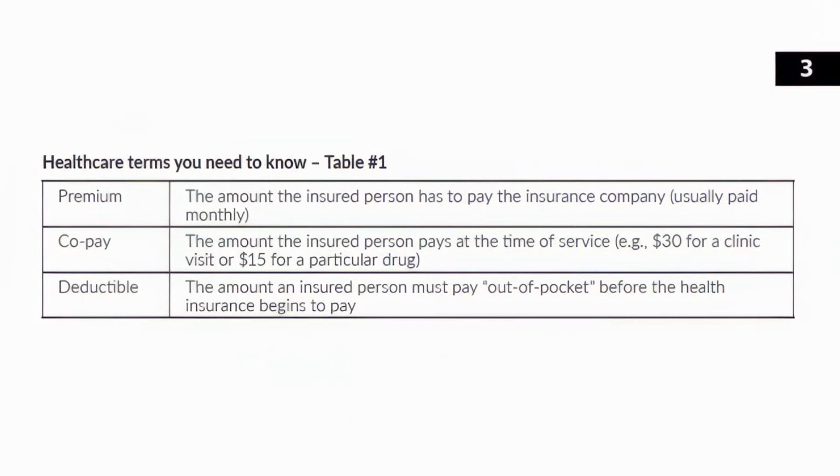And a deductible is the amount an insured person must pay out of pocket before the health insurance begins to pay for the remaining healthcare expenses. So if you have a high premium plan where you're paying maybe $1,000 a month, your deductible is probably going to be very low, and it's not going to take much money to reach that deductible. But if you have a low premium plan, you're only paying, say, $100 a month or $50 a month, you're probably going to have a very high deductible where the first $5,000 of medical care is not covered by insurance and must be paid as an out-of-pocket expense.